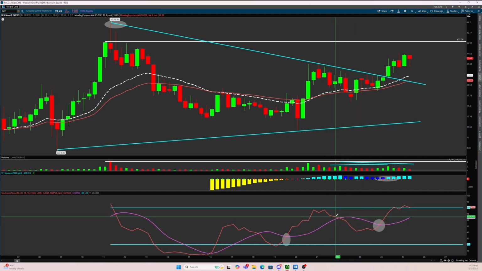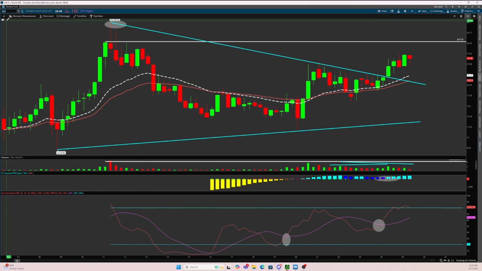Whenever the red line curls over the purple, that's a sell. Whenever the red line curls above the purple, that's a buy. So now if we're looking at this silver example, let's head on over to Costco and look at the monthly time frame.